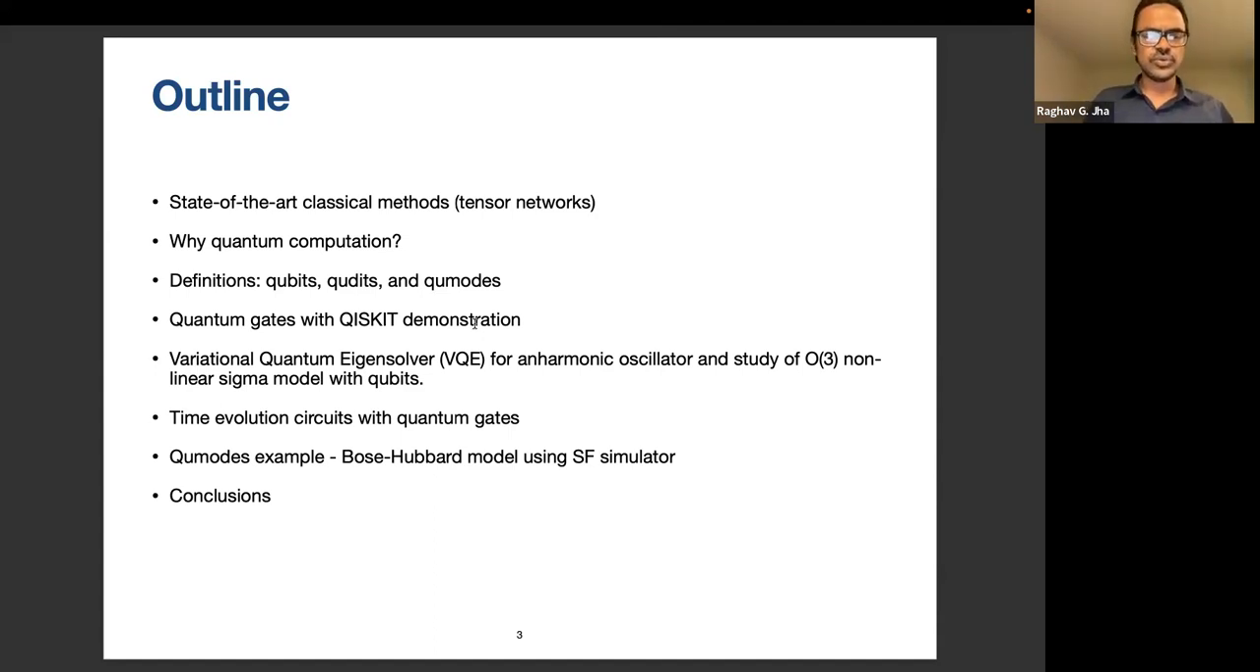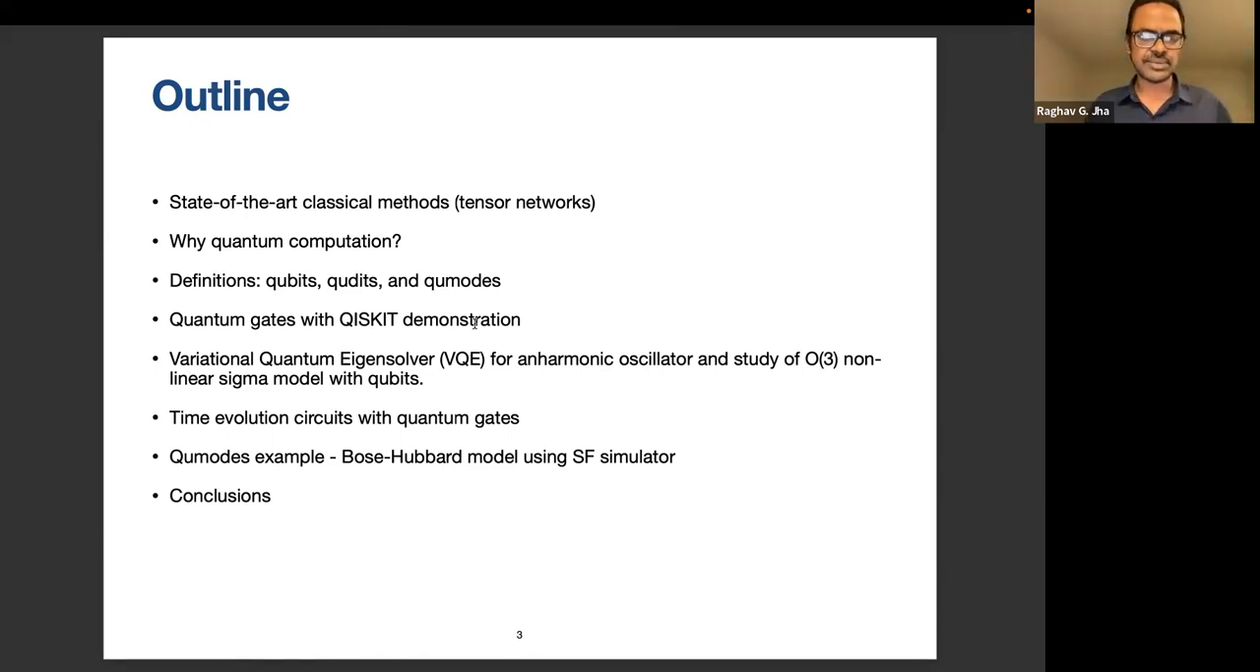And then I'll show you how we can do time evolution using a very basic Hamiltonian. Suppose I give you a Hamiltonian in terms of Pauli matrices. How can I implement the time evolution? I'll show you an example of that.